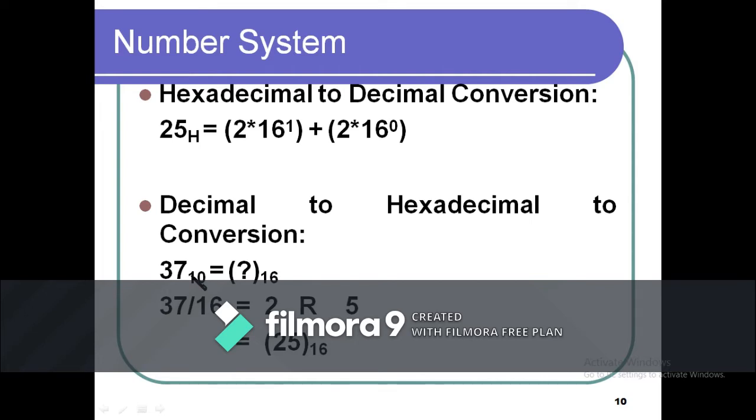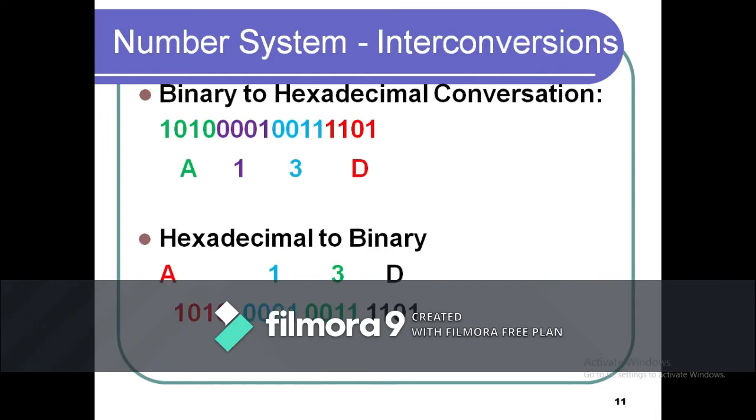For example, the decimal value 37. For the conversion, we have to divide by 16. 37 divided by 16: 16 into 2 is 32, remainder 5, hence we take 5. So 25 is our answer. Very easy interconversion in the numbering system. Next, binary to hexadecimal conversion: this is the binary value, and we have to convert it to the hexadecimal number system.